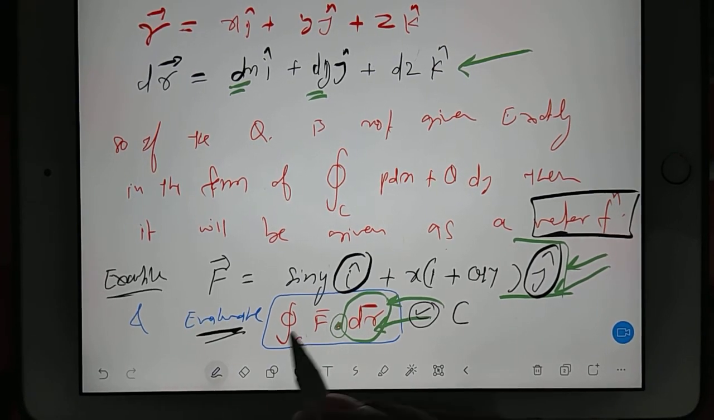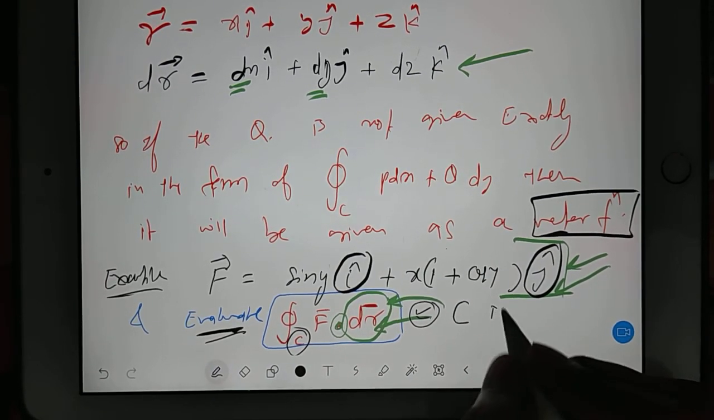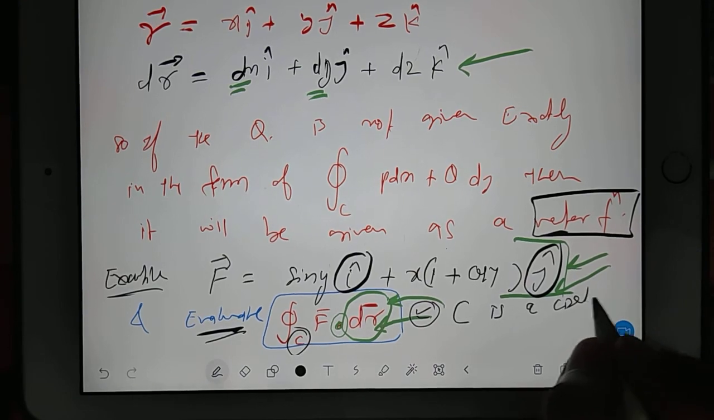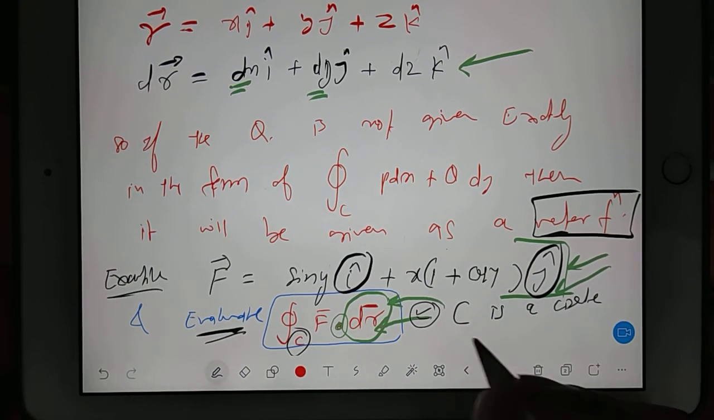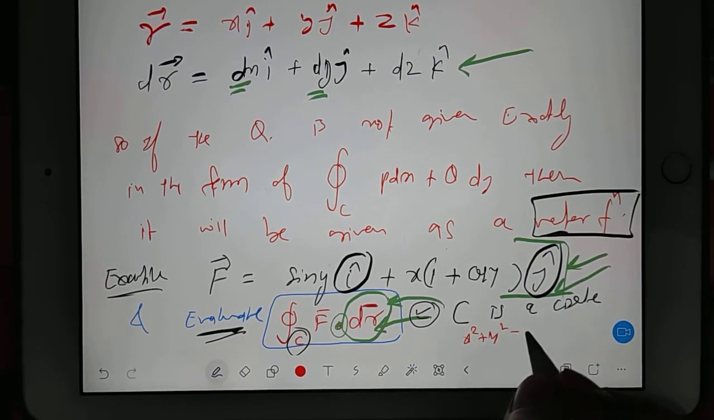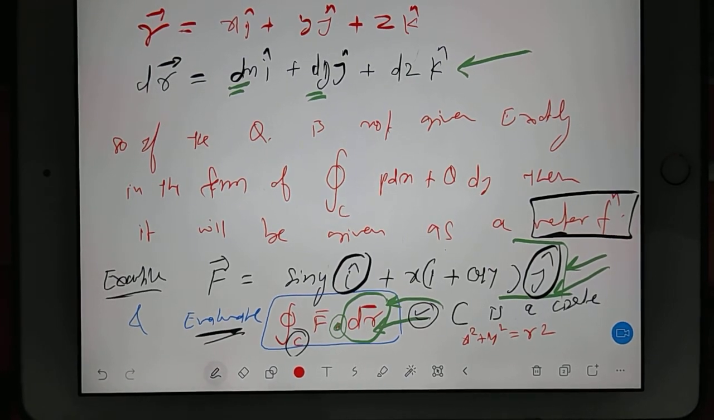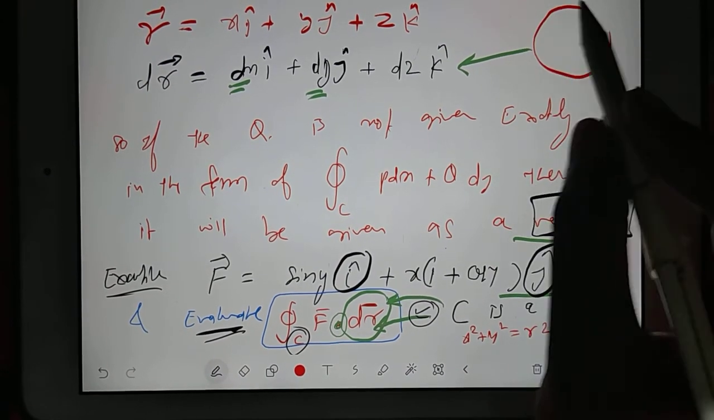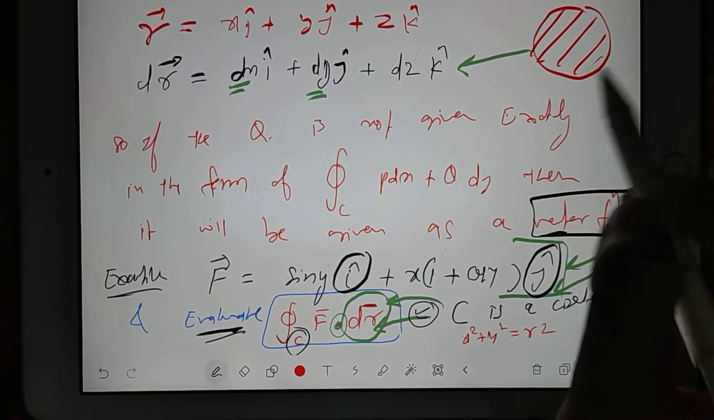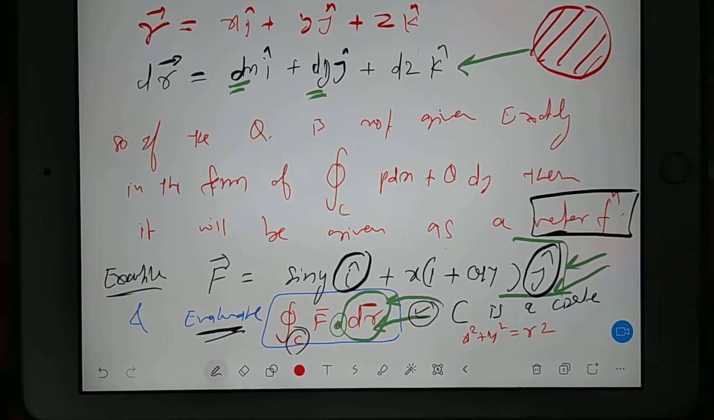See, this curve is here, no? So that curve you have to say C is a circle. So you have to write the equation also for the circle: x square plus y square is equal to r square. Then only you can. So C is the circle. On this circle only you are going to integrate. So when you integrate, it will be pi r square. The complete area, pi r square.